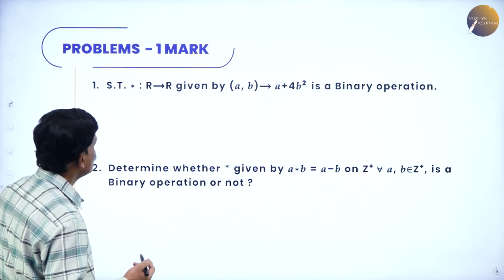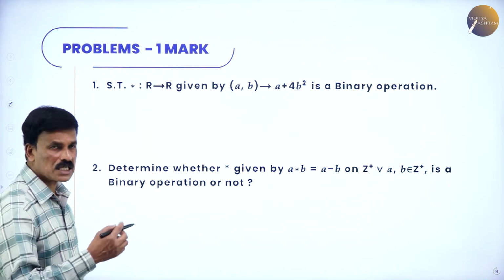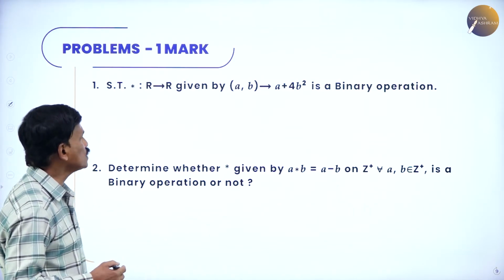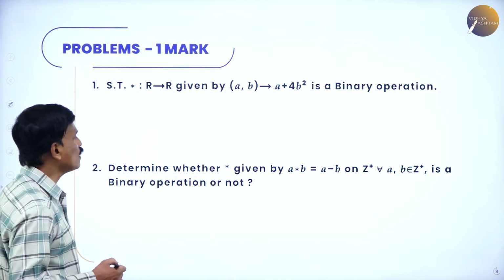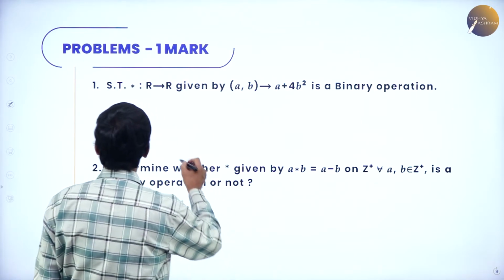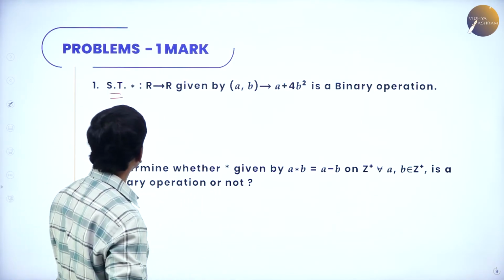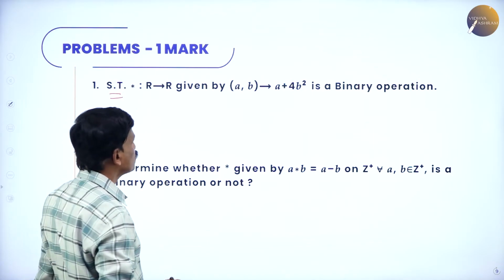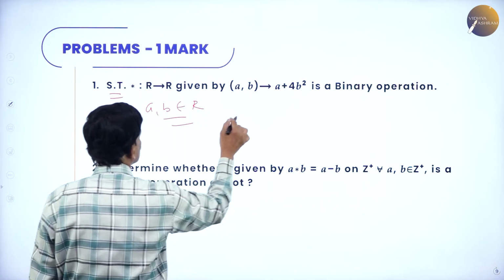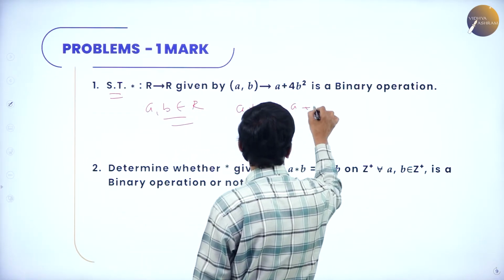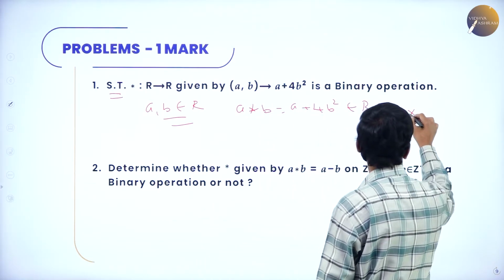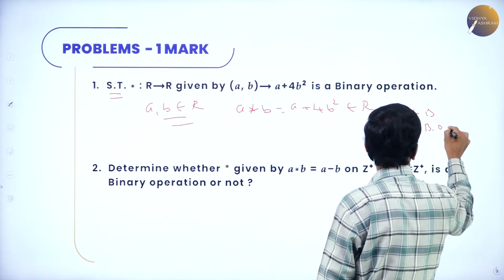Now, let us come to a simple problem. Usually they may ask this type of question. Show that star from R cross R to R given by a star b is equal to a plus 4b square is a binary operation. Since a and b belong to R, therefore a star b is equal to a plus 4b square also belongs to R. So therefore star is a binary operation on R.